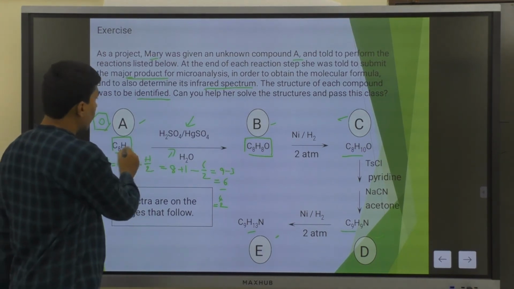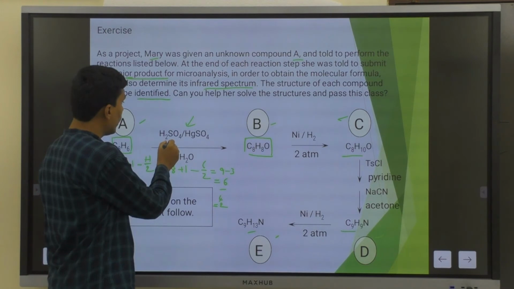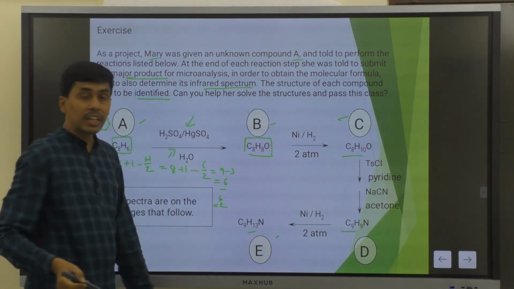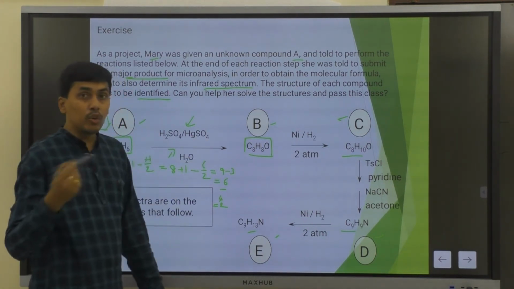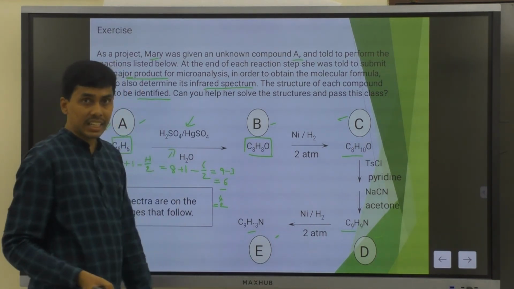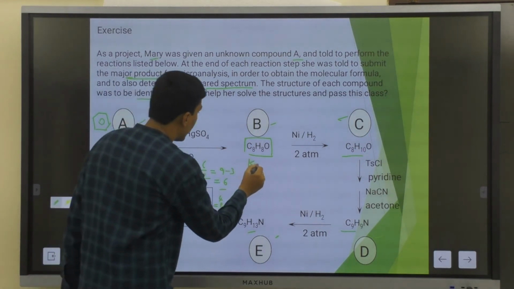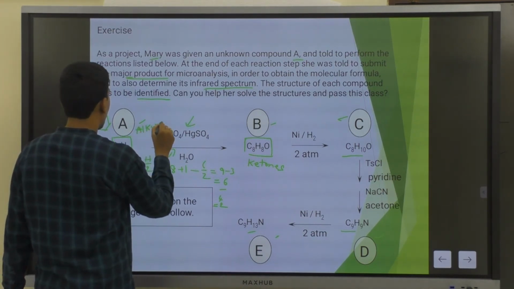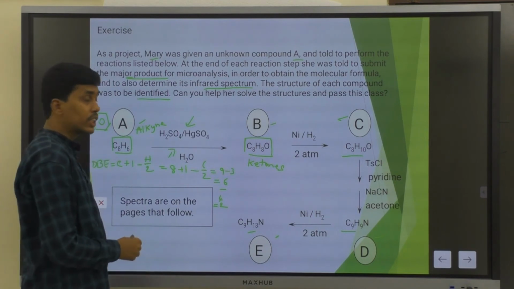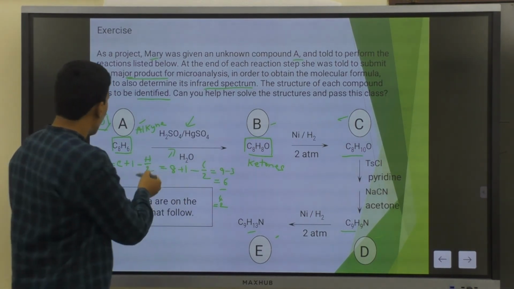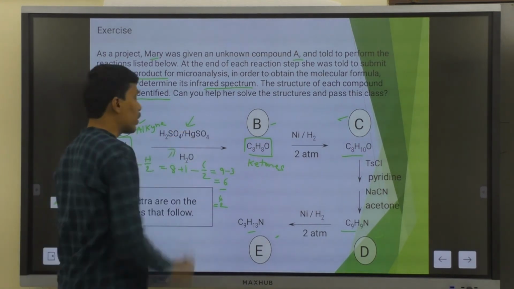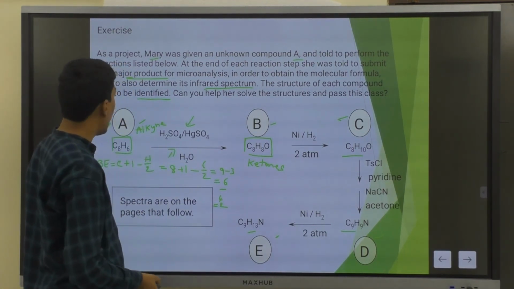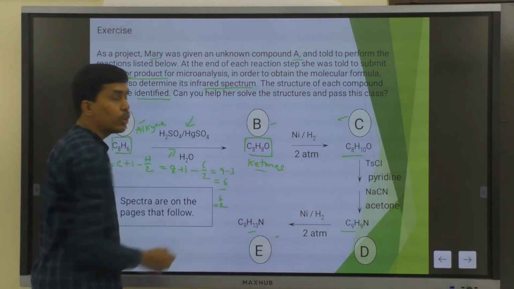If you see the A to B conversion, it is transformed by H2SO4, HgSO4, H2O. It is a very important transformation. This is the hydration of alkynes to form ketones. Alkyne to ketone: first, hydroxylation of the alkyne takes place, and afterwards keto-enol tautomerism gives the ketone. This is a well-known reaction.